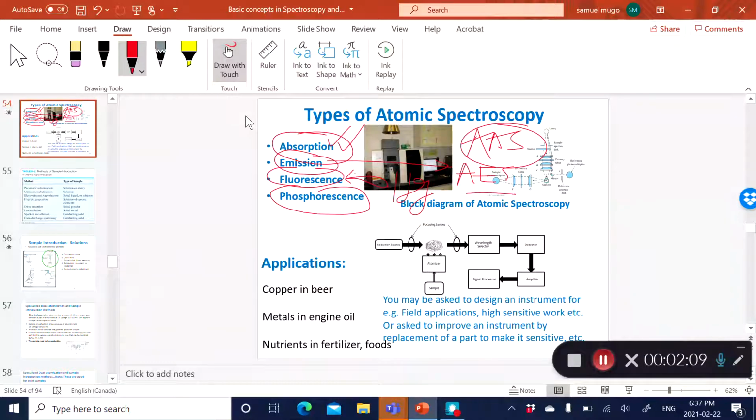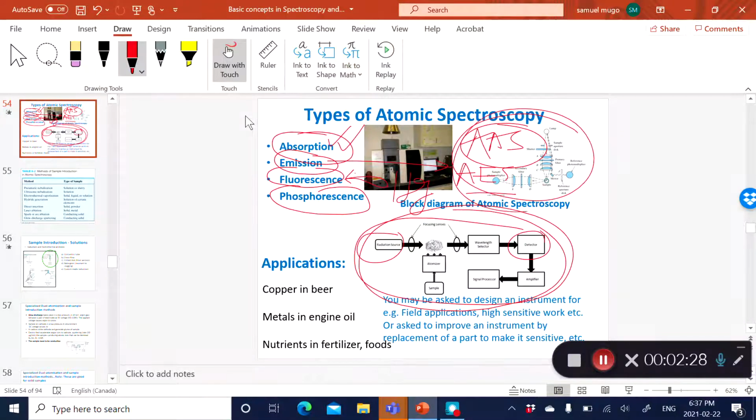So it's very important to remember the components of these types of spectrometers, but also remember the configuration. For example, when you're doing absorption spectrometry, typically that is a configuration where the light source is in line with the detector. When you're doing atomic emission spectrometry, this is a configuration where the source is at right angles to the detector.